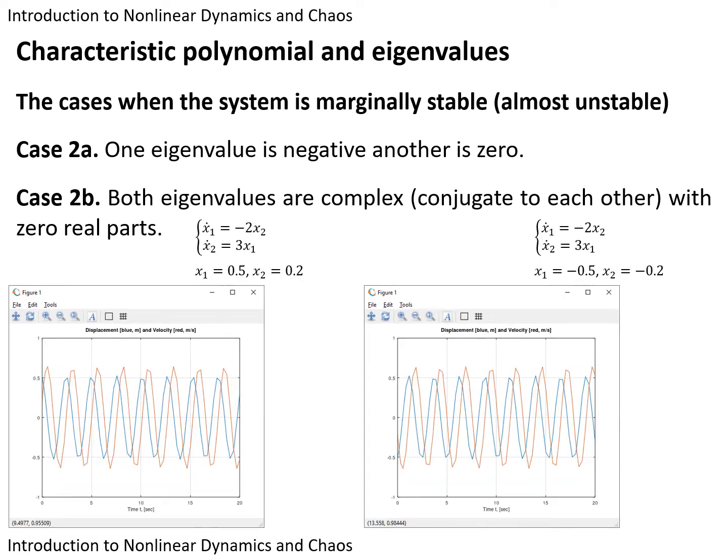Next case, case 2b, when both eigenvalues are complex numbers and their real parts are zeros. And we see we have the oscillations around zero or another number, and the problem is that again, depending on initial conditions, the behavior will be different.